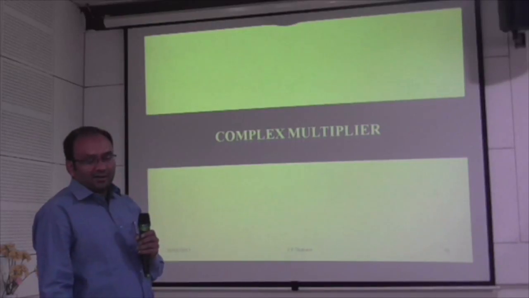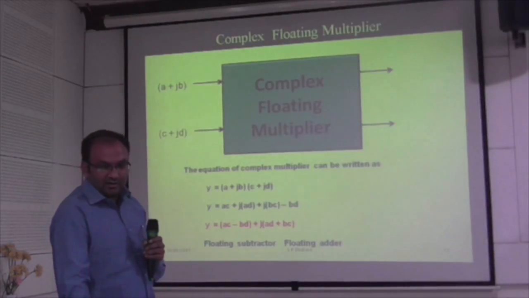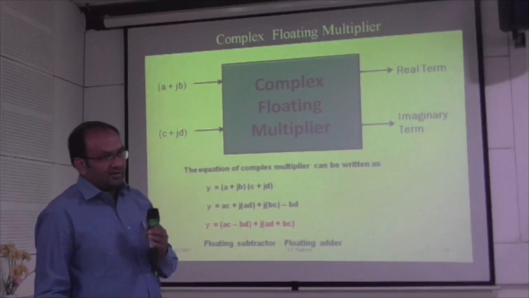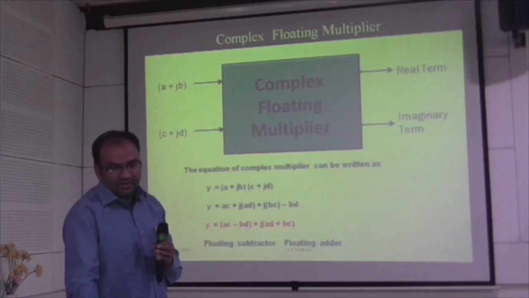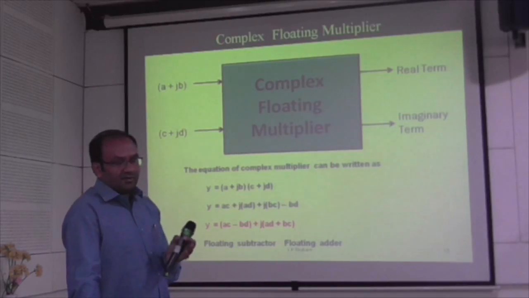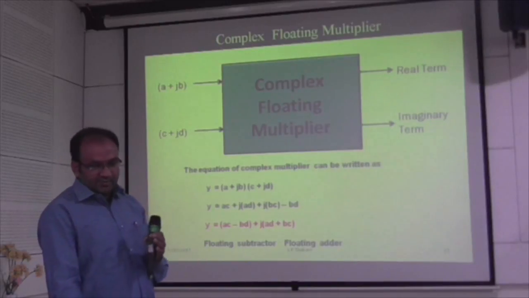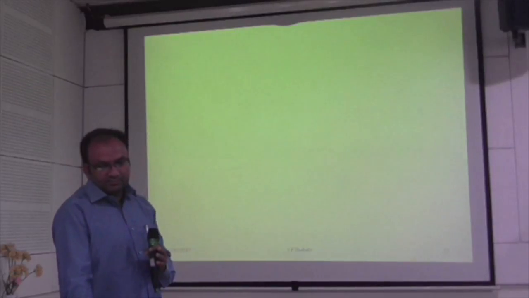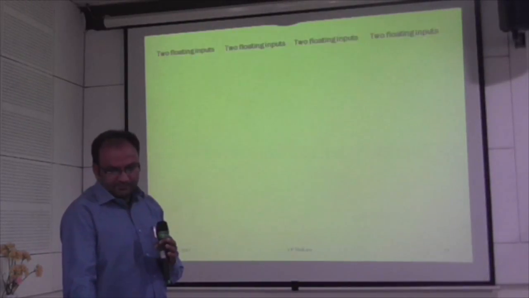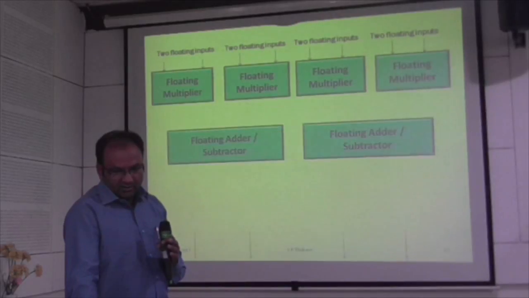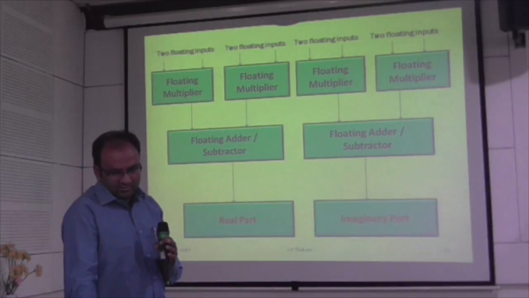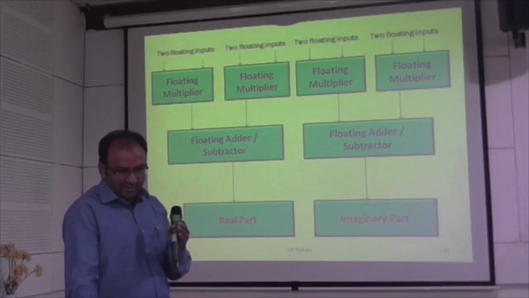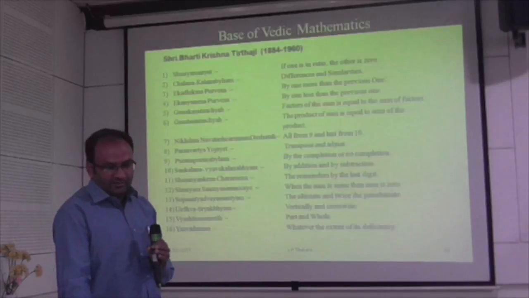In this, I have designed a complex multiplier for the FFT and IFFT processor. The complex multiplier performs multiplication of complex numbers, where the result is obtained using a floating subtractor and floating adder with four multipliers. This is the block diagram showing how I have implemented this multiplier.